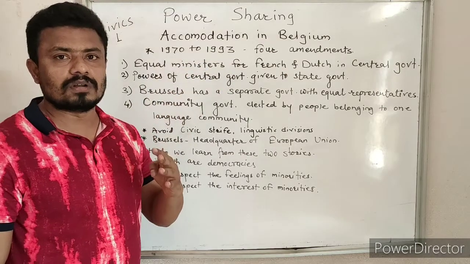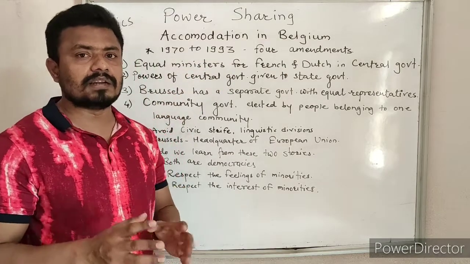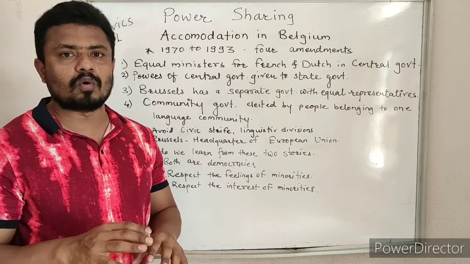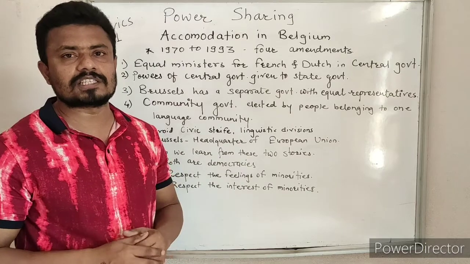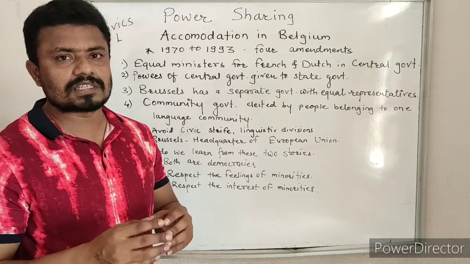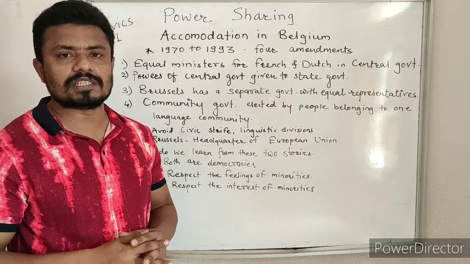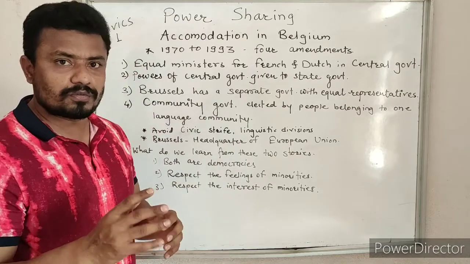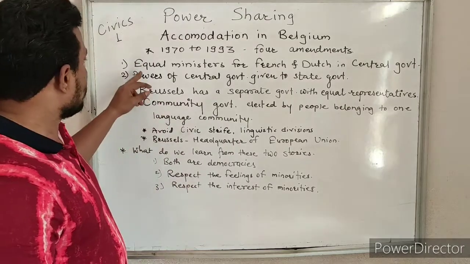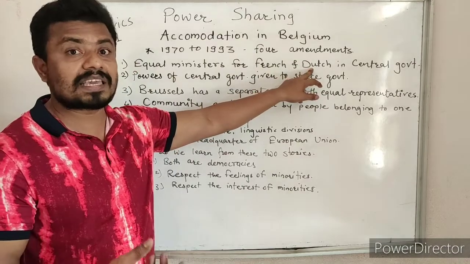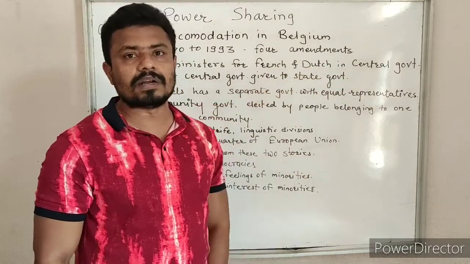And what 4 great changes did they make? Let us see here. These changes were successful in avoiding any kind of social tension in Belgium. So let us see one by one the changes which helped the people of Belgium to solve the problem of different linguistic groups. The first change is equal ministers for French and Dutch speaking people in the central government.